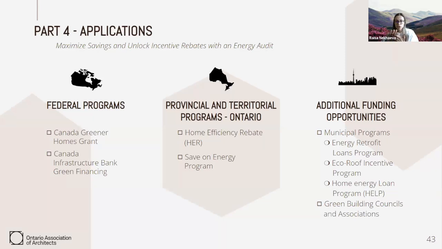At the provincial level, here in Ontario, we also have a couple of programs. The first one is a Home Efficiency Rebate that offers rebates for energy efficient upgrades such as insulation and high-performing windows for homeowners. Another program that we have is the Save on Energy program. This program includes incentives for businesses and multi-unit residential buildings focusing on energy conservation.